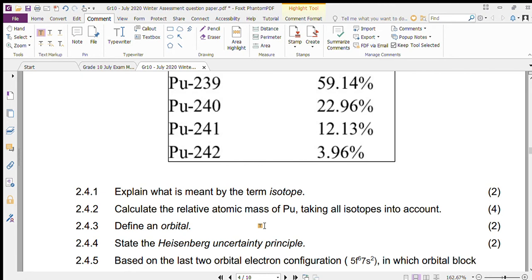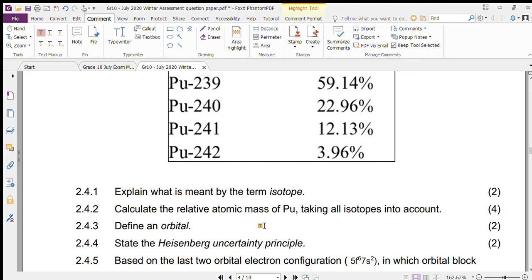I look to see, are you calculating correctly? Are you following the method that we taught you? So 2.4.1, I wanted you to explain. You did not have to give me a definition, but you had to explain what it is. So the key phrases I wanted were the same element, but a different number of neutrons in the nuclei.